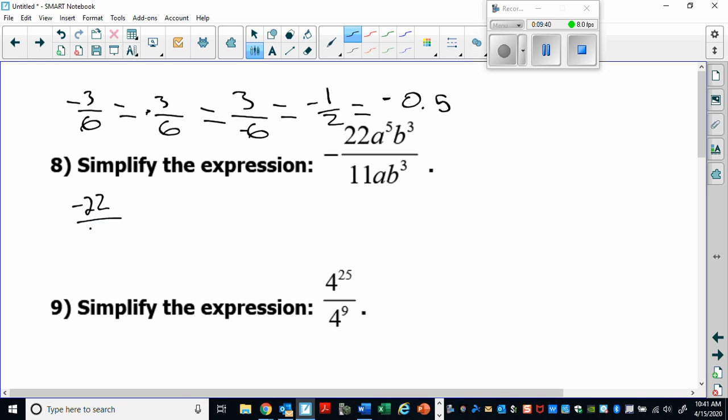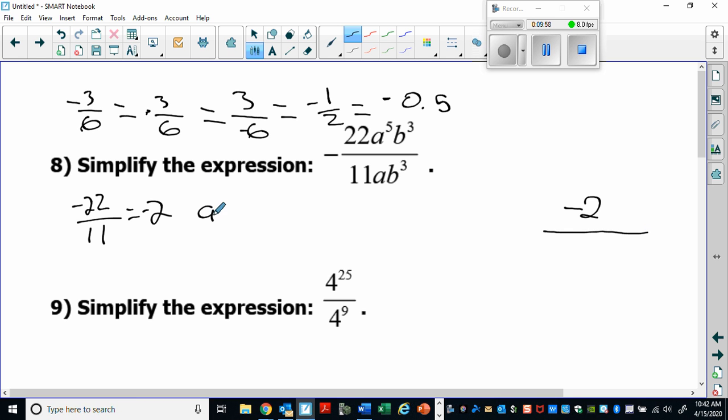So I'm just going to do -22 divided by 11. Now, -22 divided by 11, I know that that's -2. The bigger number's on top, so the answer is going to stay on top. So I'm just going to write -2 over here in my answer with a fraction bar.